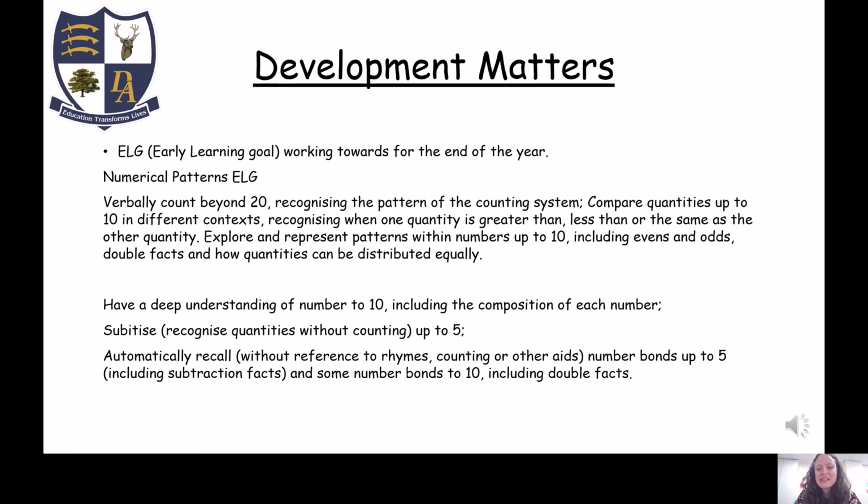The big buzzword at the moment is subitizing. You might have heard your children say it at home. Subitizing is recognising quantities up to 5 without counting, for example on a dice, just knowing what the number is. This really helps the children see the pattern in the number they're looking at, and it also helps them when they're building the number. It's all about that recall, understanding the number so well that they can tell you all the facts about it: the number bonds, the doubling facts and the subtraction facts as well.